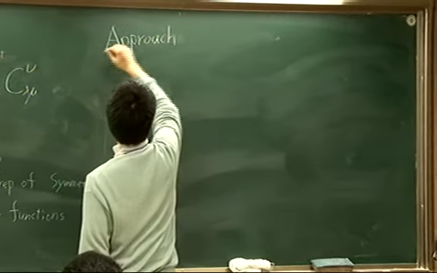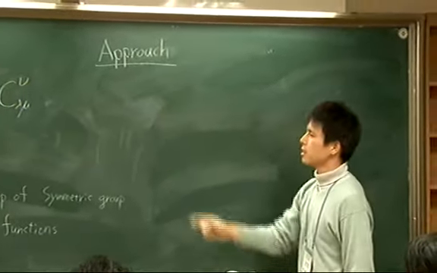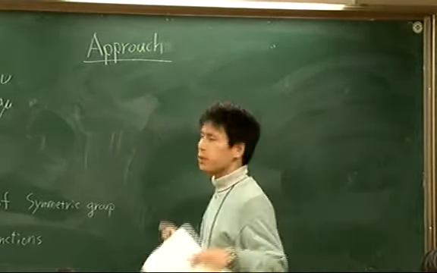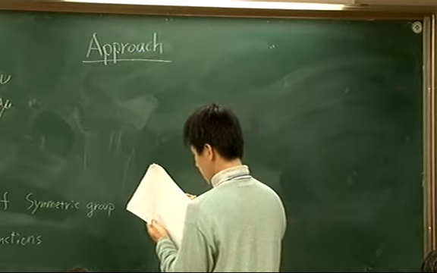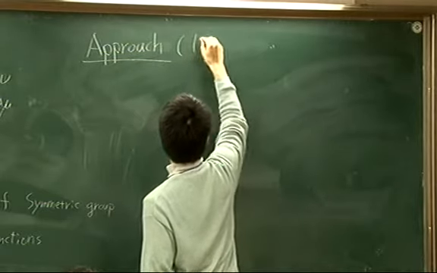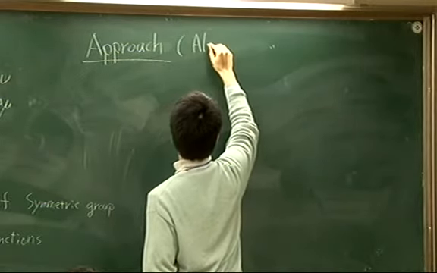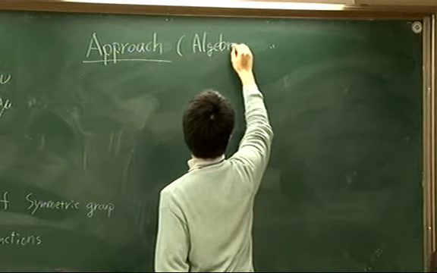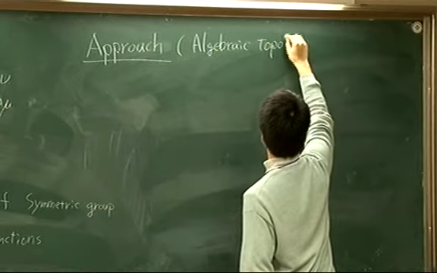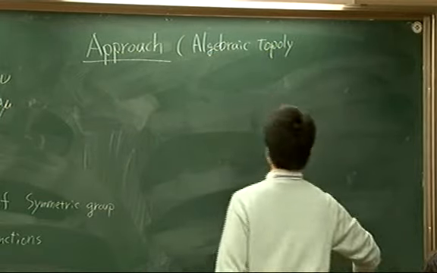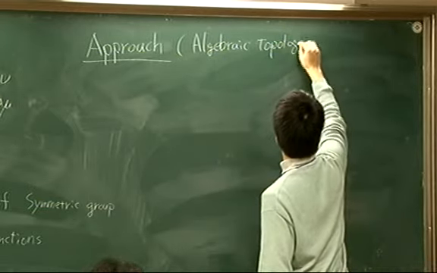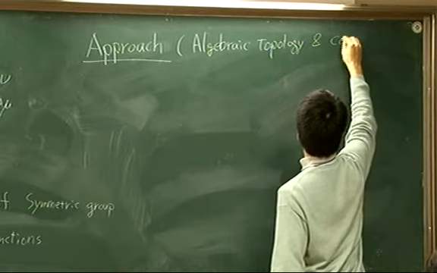How to approach structure constants? There are many approaches, but since I'm an algebraic topologist, I prefer to use algebraic topology, and some combinatorics.